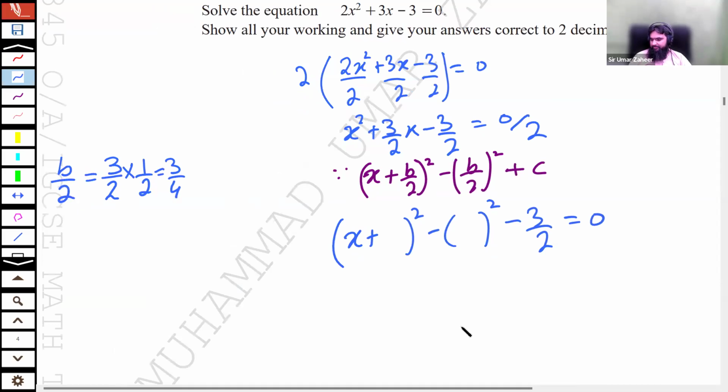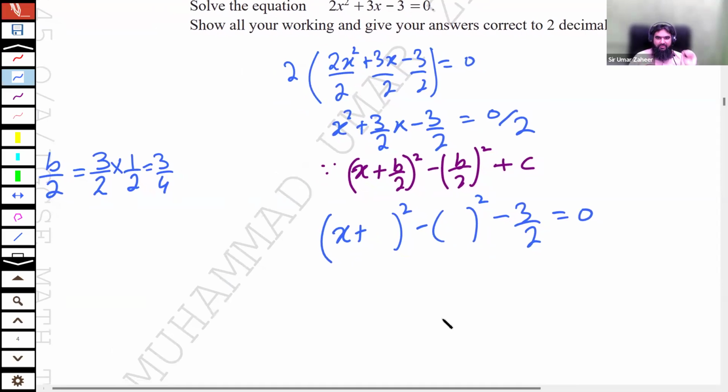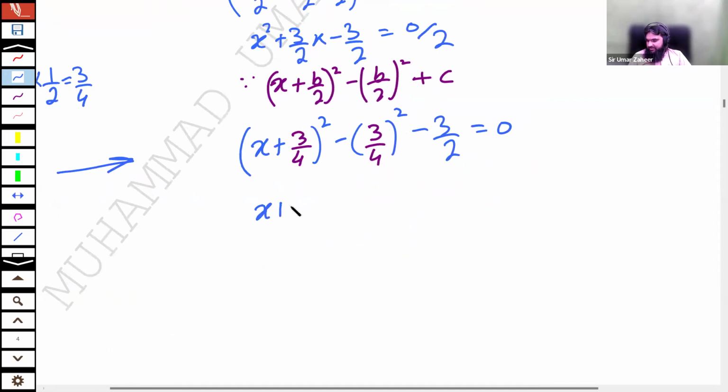Yes, everyone, any question? Does anyone have a question till here? Okay, so I'm going to get 3 by 4. Now it's just a simplification. This is the main step. That's it. Now we have x plus 3 by 4 whole square, which will be 9 over 16, minus 3 over 2 is equal to 0.